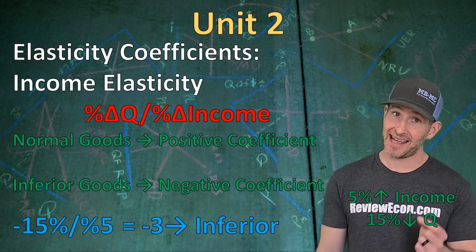The next type of elasticity is cross-price elasticity. That's in regards to complements and substitutes. We're talking about the price of one good impacting the demand for the other. The formula for cross-price elasticity coefficients is the percentage change in the quantity of good X divided by the percentage change in the price of good Y.